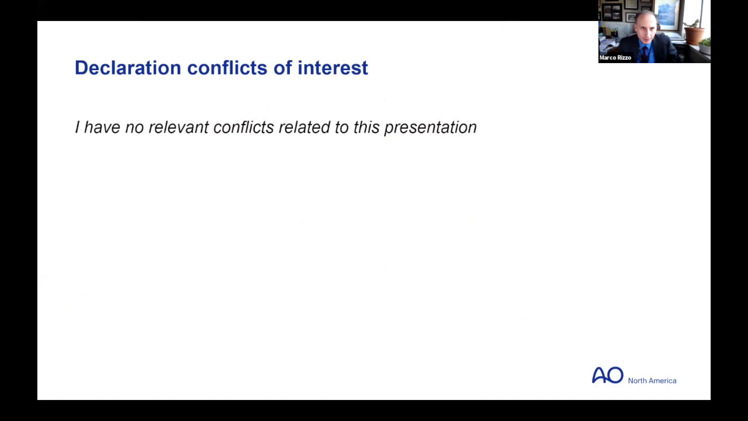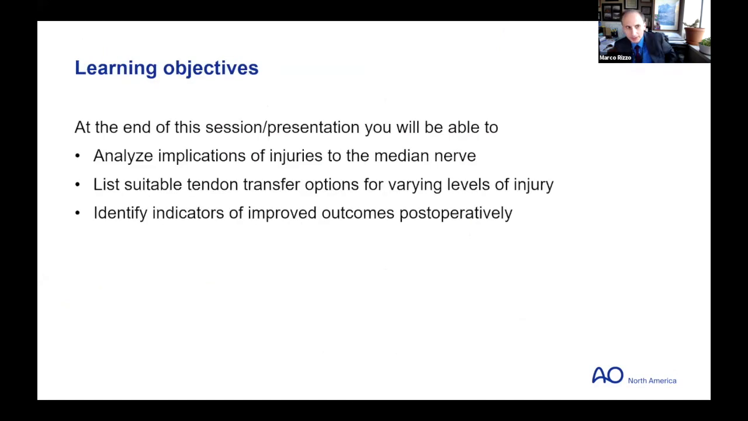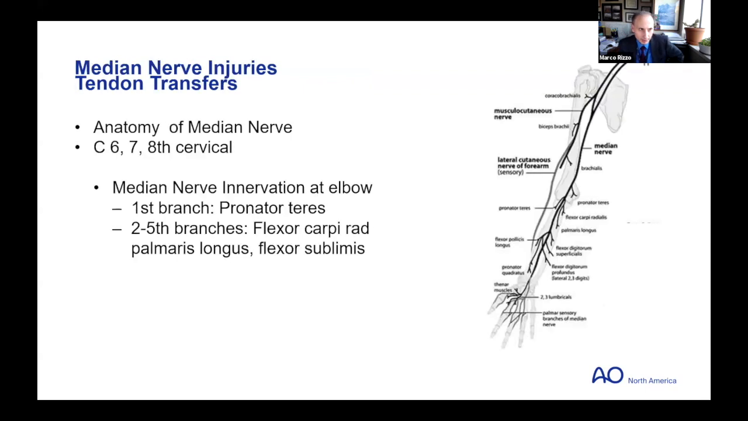My charge is to talk a little bit about median nerve, and I have no relevant conflicts. I think as we're going along with the tendon transfers, the radial nerve is sort of the king of tendon transfers in the sense of predictable outcomes. The median nerve is a little bit less predictable, and I think the ulnar nerve's arguably the most challenging. So these are my learning objectives, and let's start with the anatomy real quickly.